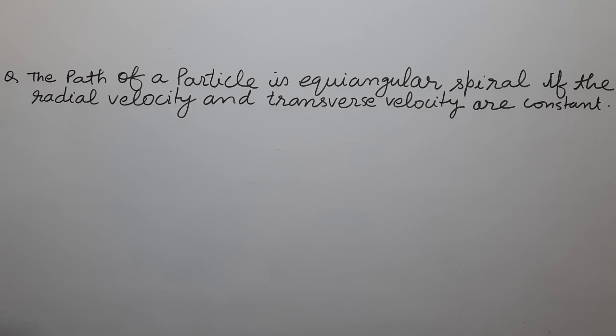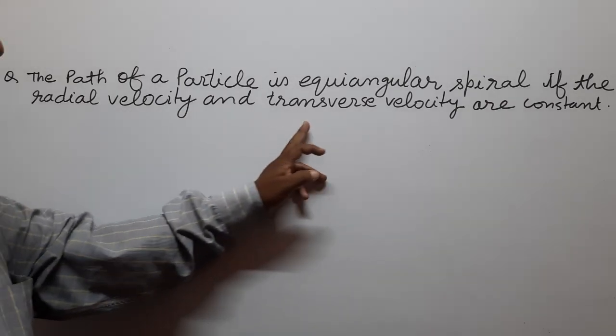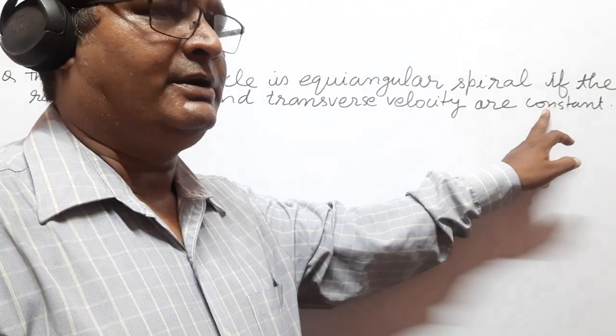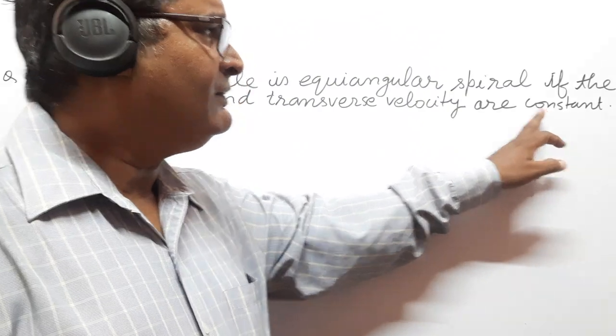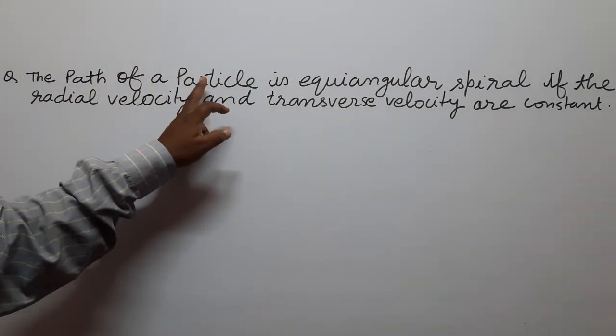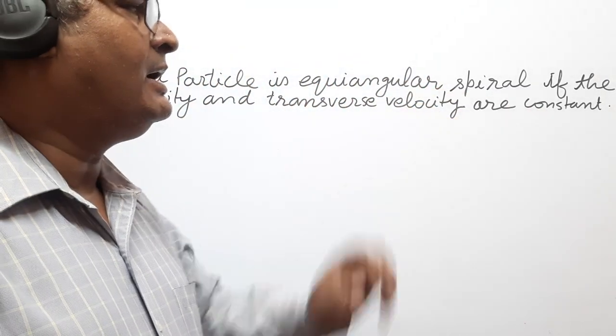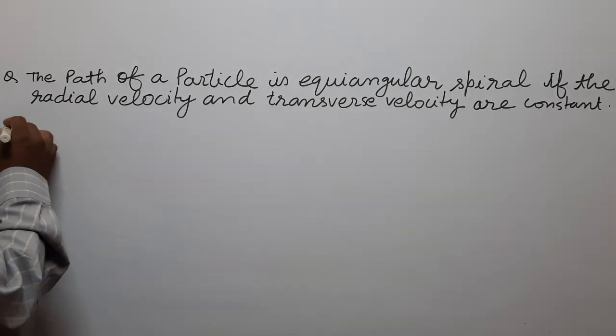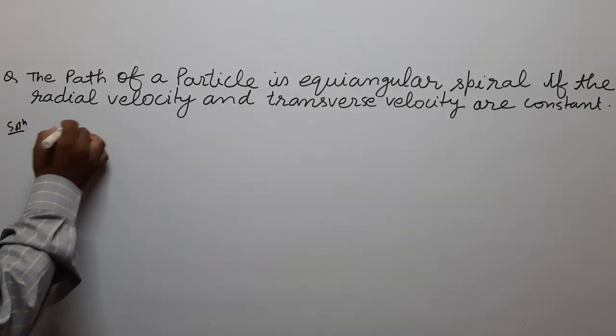The path of a particle is an equiangular spiral if the radial velocity and transverse velocity are constant. So here it is given that radial velocity and transverse velocity both are constant, and we have to prove that the path of the particle is an equiangular spiral. So first we write here what is given.